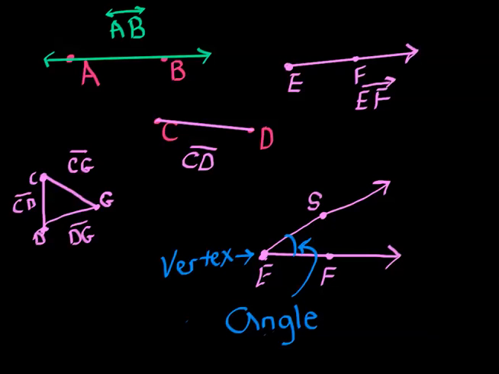So what is an angle? Well, some people think it's some sort of slanted line. But in mathematics, an angle is made up of 2 rays that have the same beginning point. And that point is called the vertex. The 2 rays are called the sides of the angle.